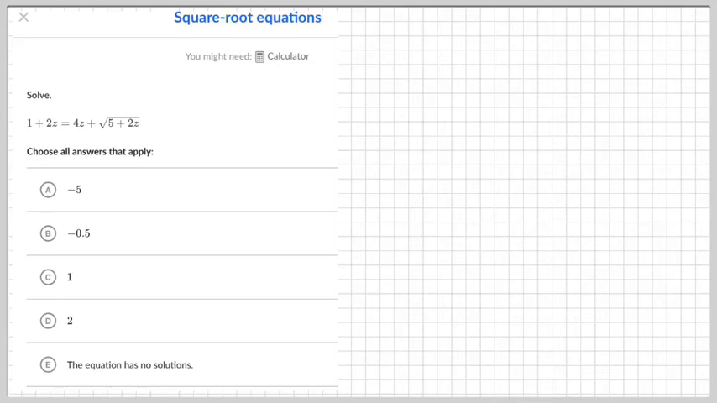So when I do this problem, guys, you do not want to square both sides right off the bat. Can anybody tell me why they don't want to do that right off the bat? Because of this plus 4z.